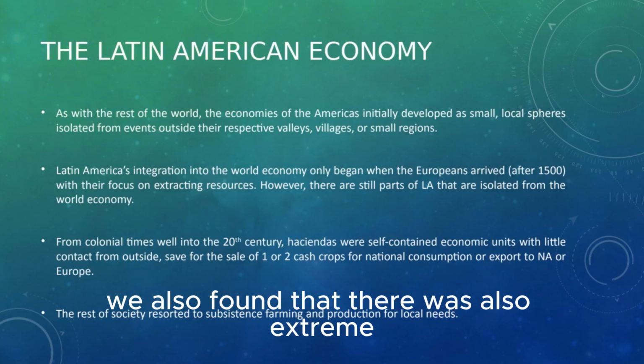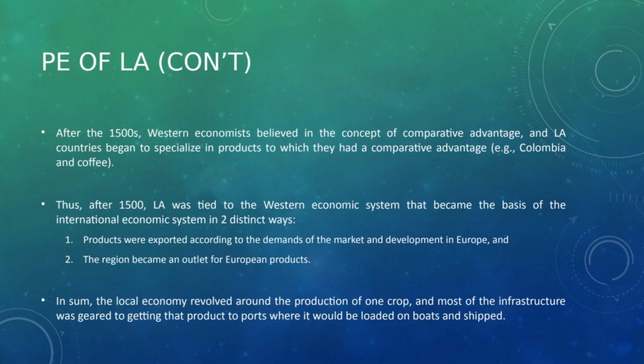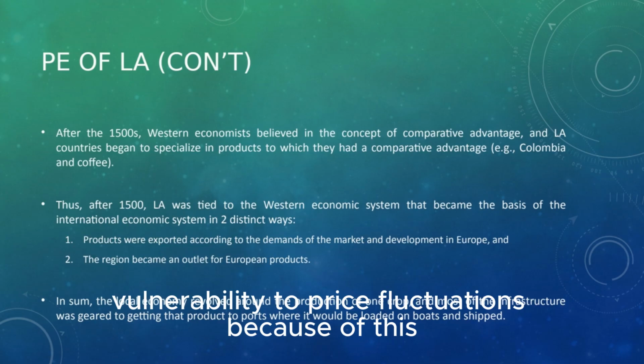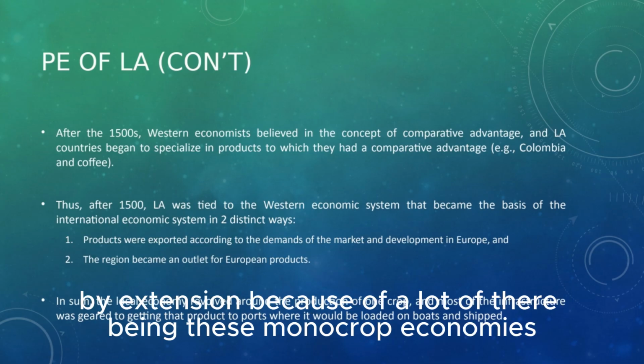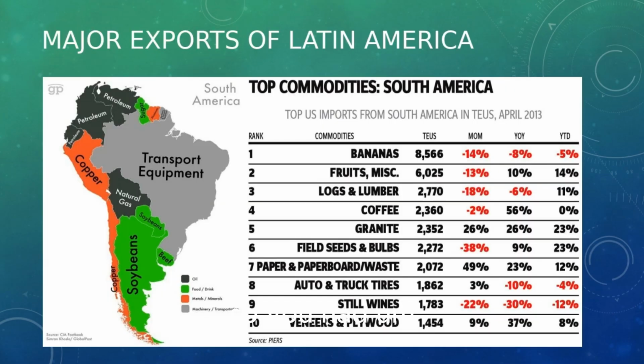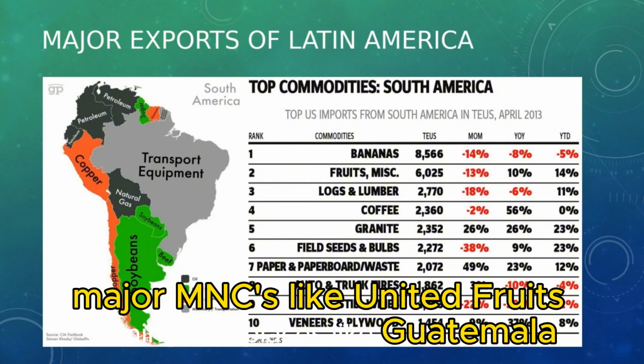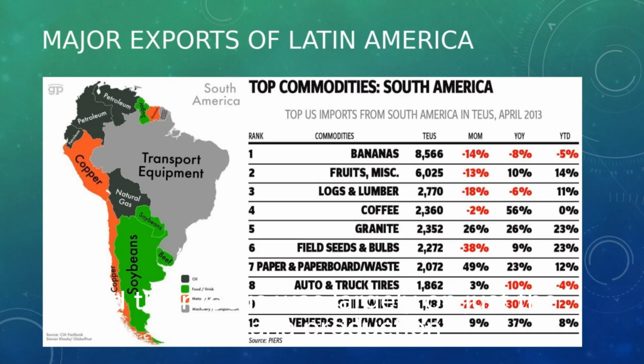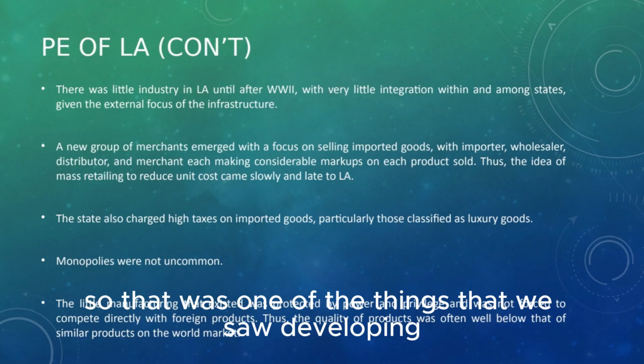We also found that there was extreme vulnerability to price fluctuations because of this. By extension, because of these monocrop economies, we saw foreign-dominated enclave production. So you had major MNCs like United Fruit coming into places like Guatemala, and their focus was largely on banana production. You had these very large multinational corporations running the different industries across the region. So that was one of the things that we saw developing.